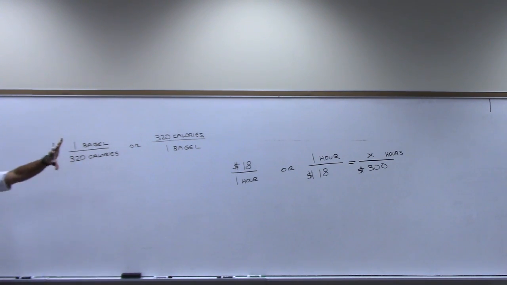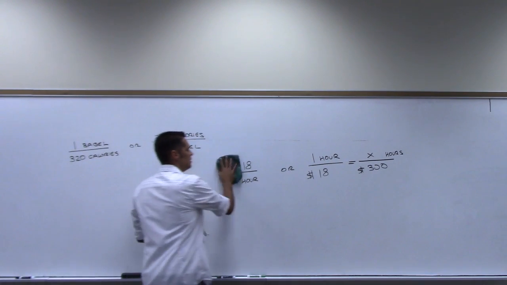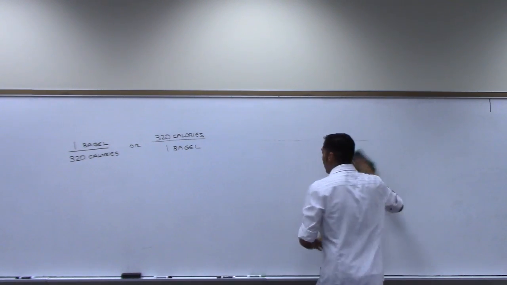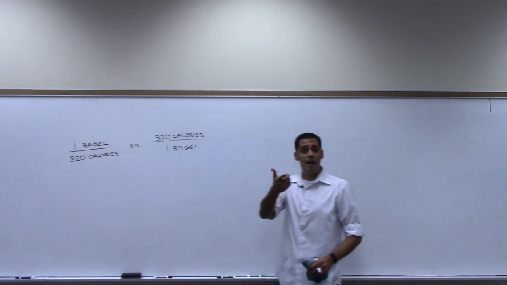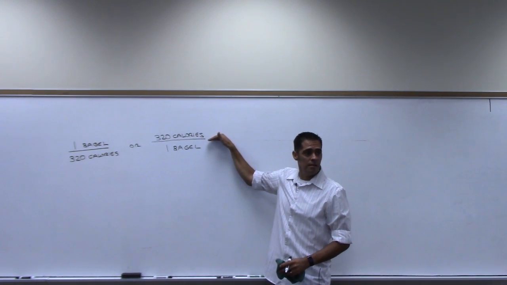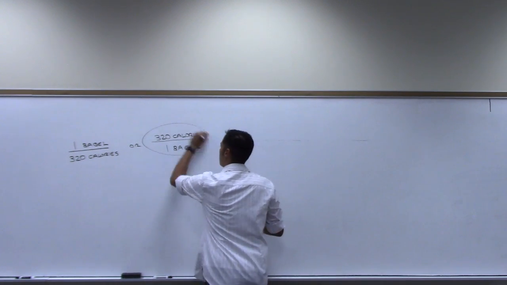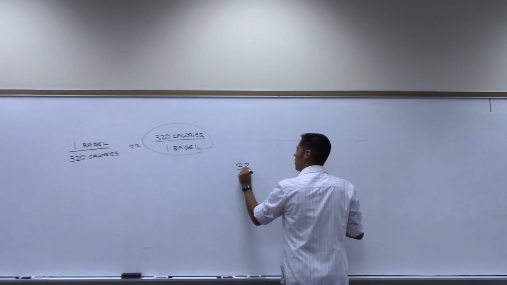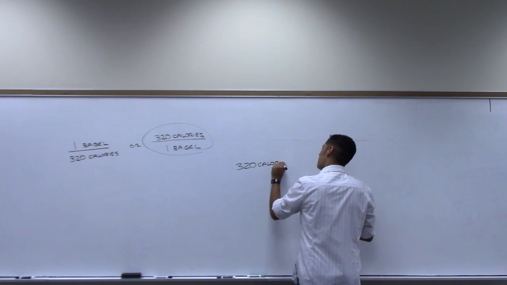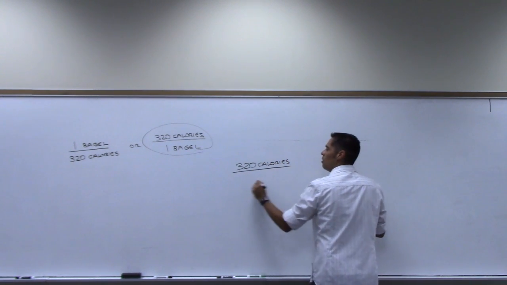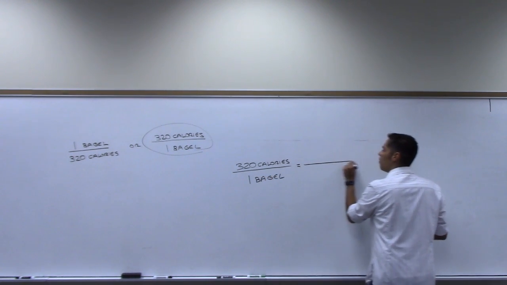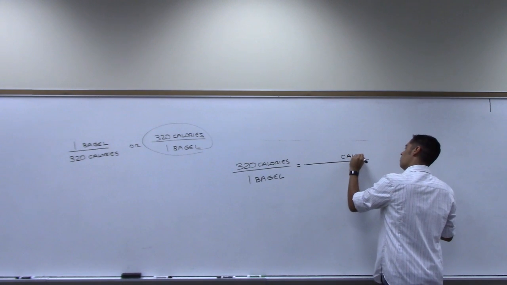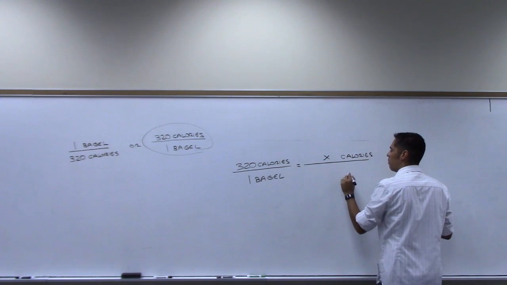All right, so here we go. We've got this, right? Now, what is it that they want to know? How many calories? So right now, which of those two are you going to use? The left one or the right one? The right one, because we want to know how many calories. This one has calories on top, right? This is the one I'm going to use. So I'm going to write it down. 320 calories over 1 bagel. And now I'm going to set up my proportion, must equal. Now tell me about what they... X calories is what I'm trying to solve for. In how many bagels?